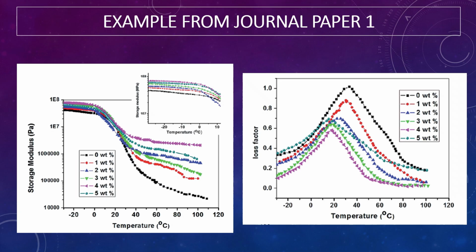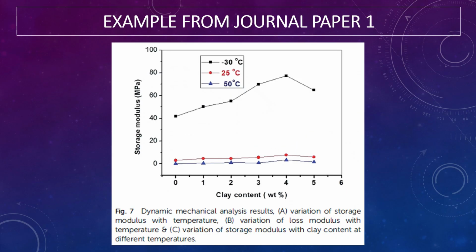Now we see the loss factor. The 0% weightage is the highest, and then the 4% weightage is the lowest. And then this is the conclusion it gets from the graph above: at a temperature of negative 30 degrees Celsius, it has the highest storage modulus. For a higher temperature, which is 50 degrees Celsius, it has the lowest storage modulus.